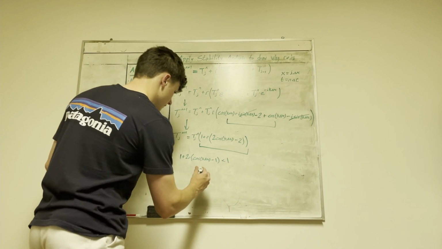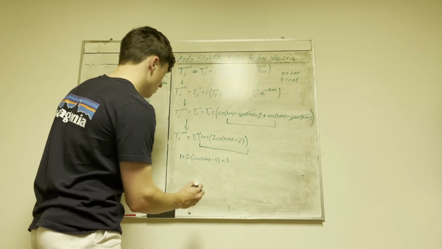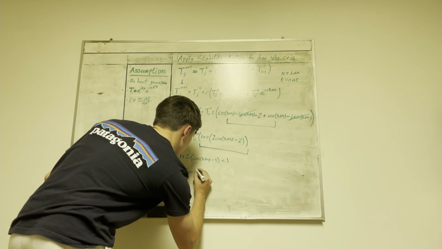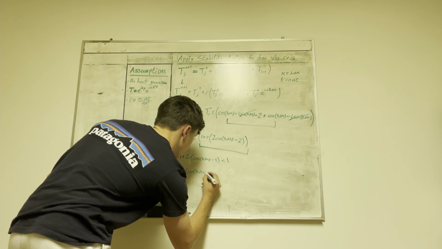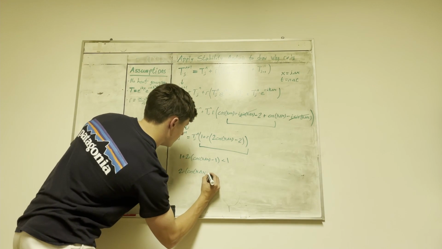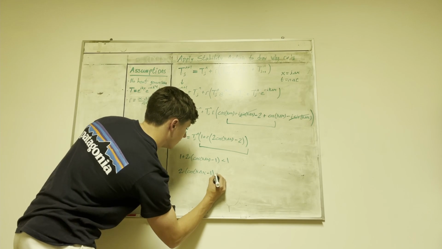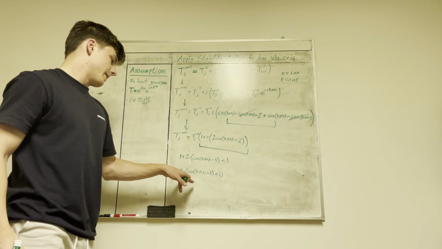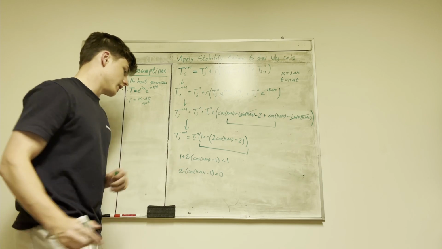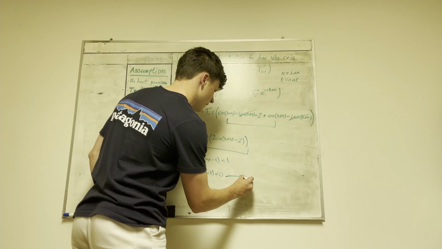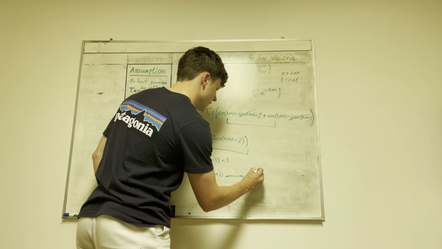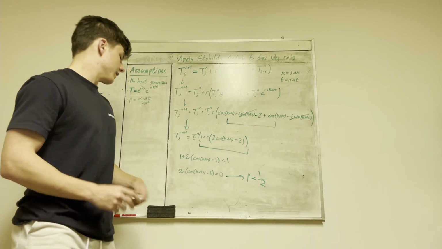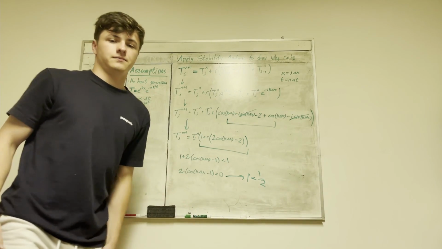So then you can move that. And once that's moved, we get 2r times the quantity cosine of k delta x minus 1 is less than 0. And then as you can see here, this will end up showing us that our r has to be less than 1/2. And that's why it's unstable for any value greater.